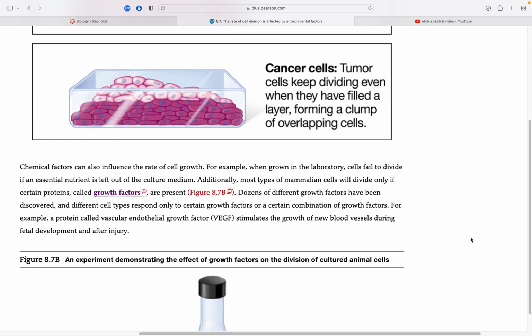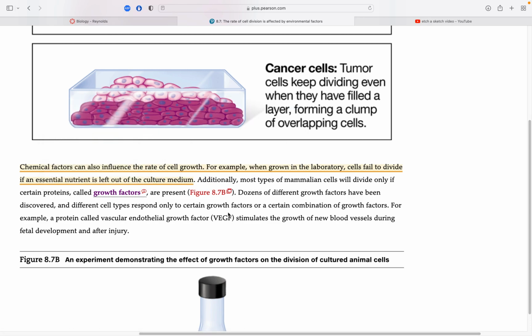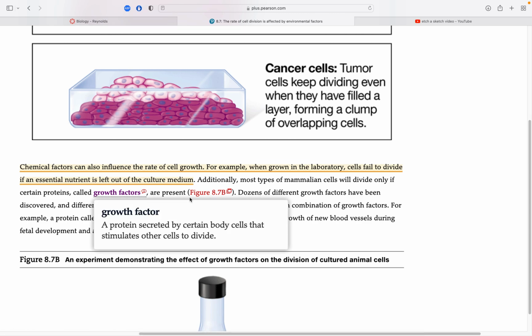I'm going to do one more question with you, question 5. Some chemicals outside of the cells can turn on cell growth, and here it is. If you are with the textbook, it is page 7, chapter 8. Chemical factors can also influence the rate of cell growth, and they are called growth factors. They're chemicals that are secreted and they stimulate other cells to grow.